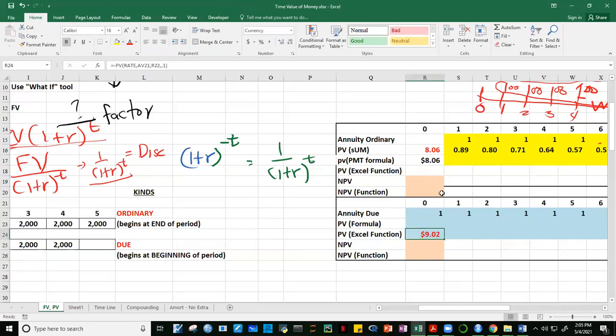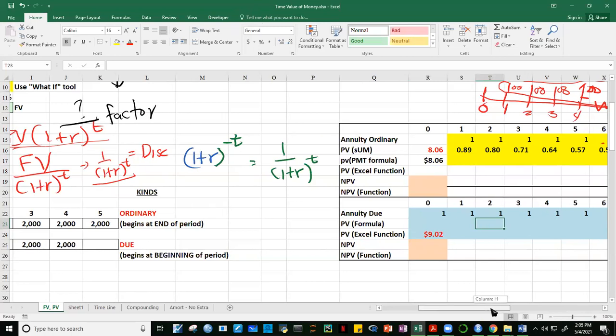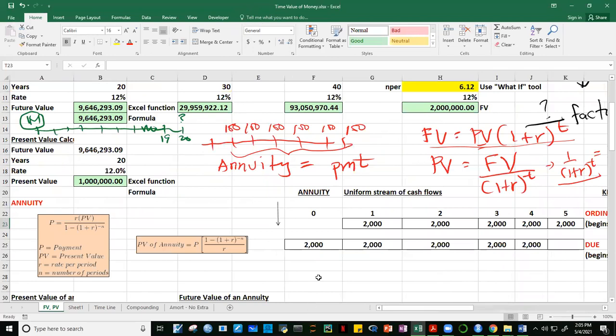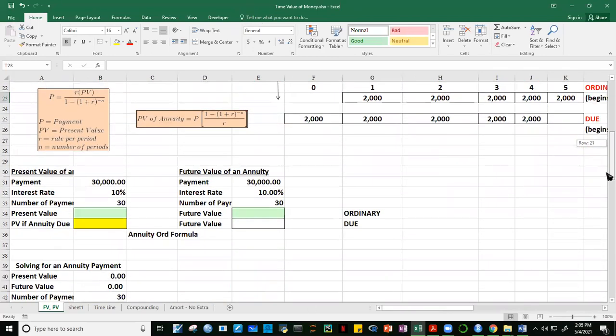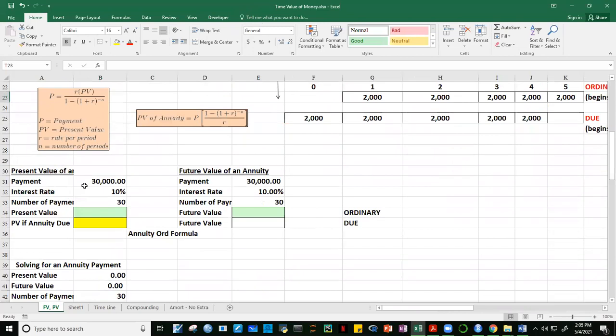Annuity due. Kasi, kuha mo na kagad ngayon yung pera, eh, no? Ito, after one period pa. So, we were able to prove that indeed, guys, ang annuity due will give us the bigger present value or future value. Okay, so let's leave that here. Okay, so let's solve these problems.